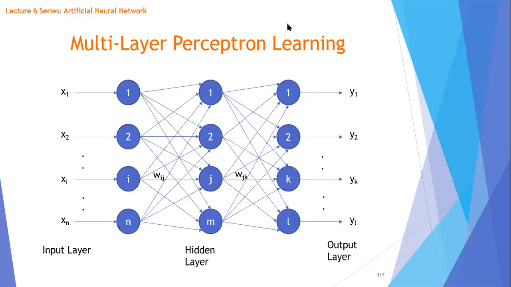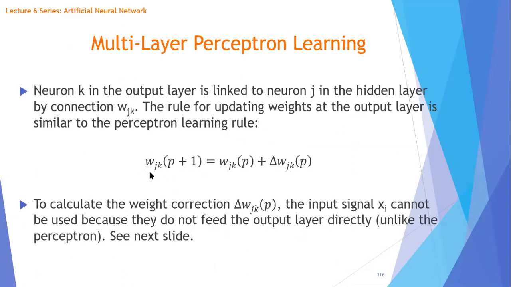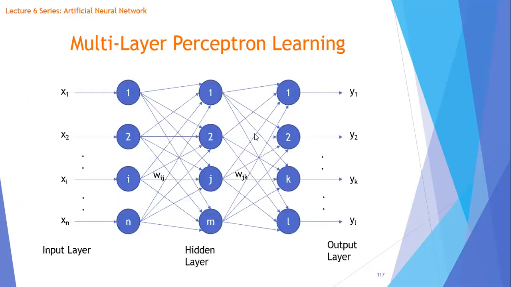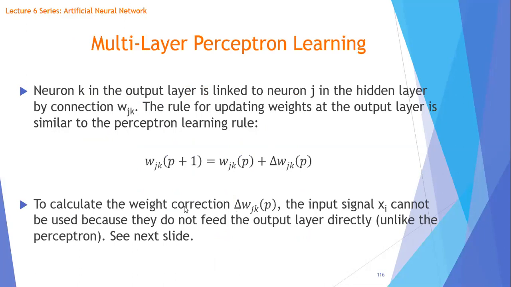So again, let's just show that neural network here. We are talking of w_jk here. So jk is a weight that's sitting between the hidden layer and the output layer. For this particular weight, definitely you can't use the input values, because the input for this weight is actually the output of a hidden layer. I'm putting this point here: to calculate the weight correction delta w_jk, the input signal x_i cannot be used because it does not feed the output layer directly, unlike the perceptron. For the perceptron, there was just one neuron, so the input was actually the input in the training set.